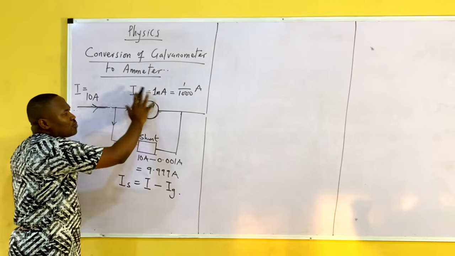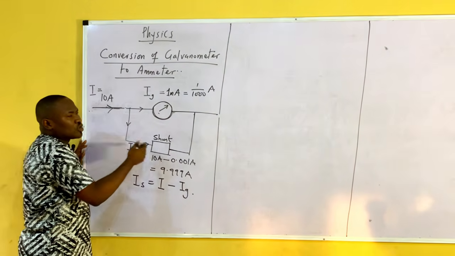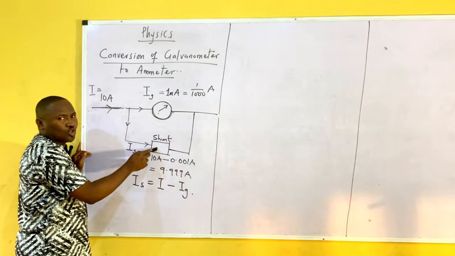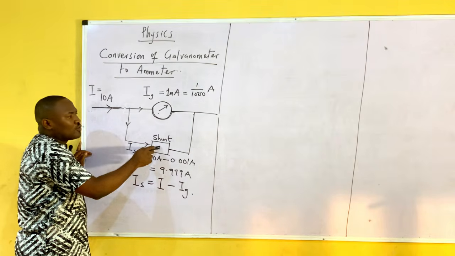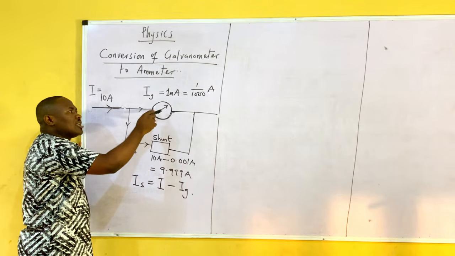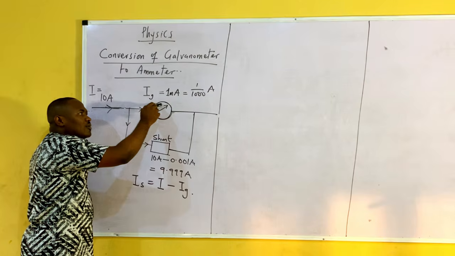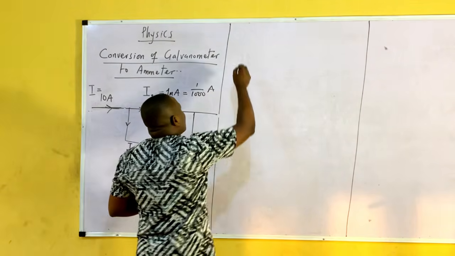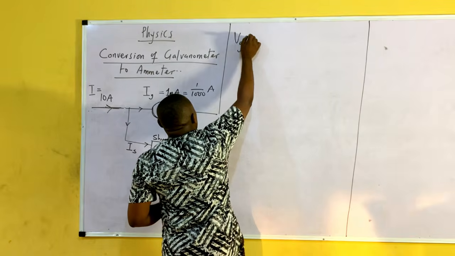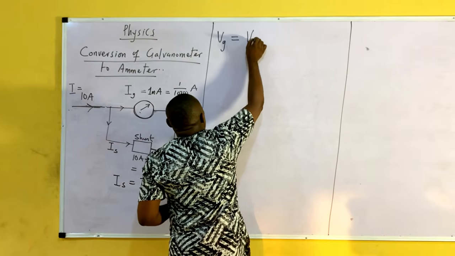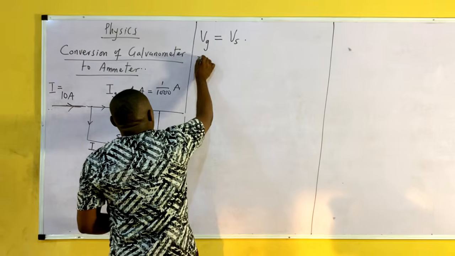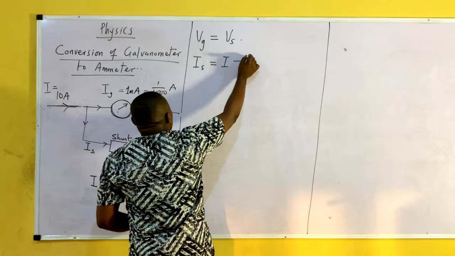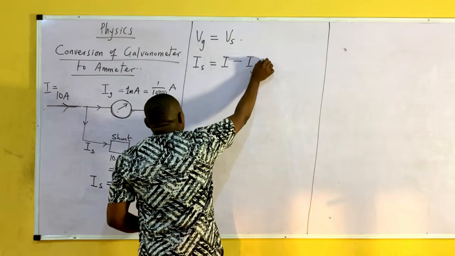So that will help me to find this, because most of the time the question will say calculate the resistance of the shunt. If I know the current of the shunt, I can know that the voltage of the galvanometer is this, therefore the voltage of the shunt is this. So what am I trying to say? I'm trying to say that the voltage of the galvanometer is equal to the voltage of the shunt, but the current of the shunt is equal to the total current minus the current of the galvanometer.